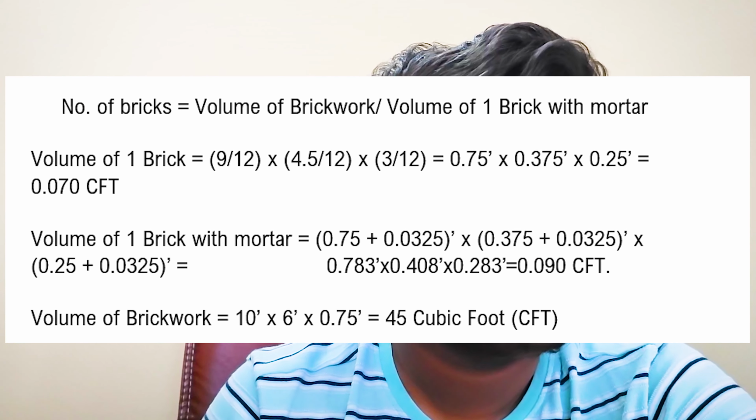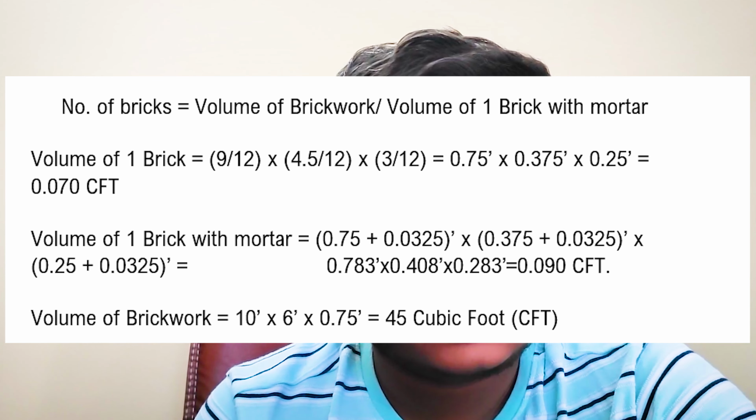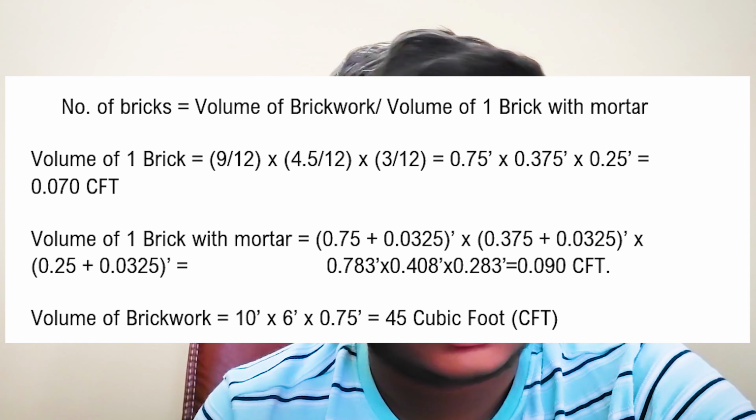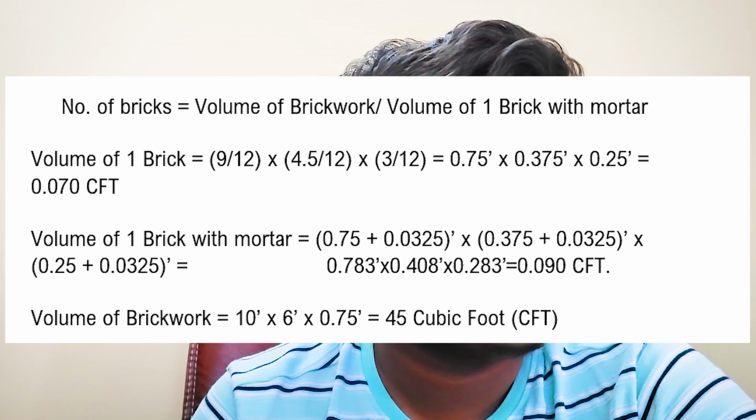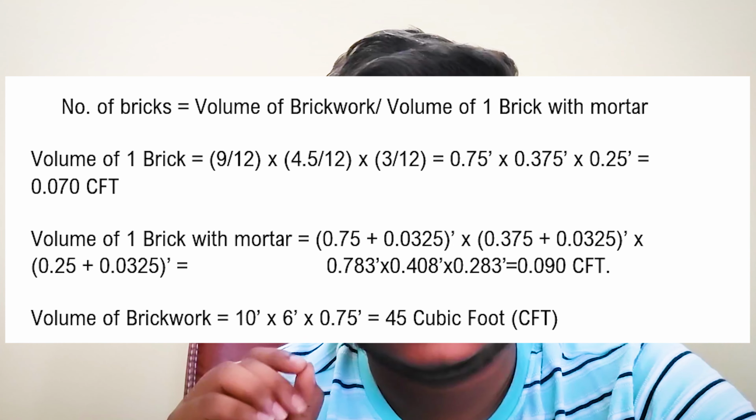Next, volume of one brick with mortar. We have to add thickness of the mortar here. So what is the thickness of the mortar? In feet, we have already specified 0.0325. We have to add this to the dimensions of the brick in feet. So we'll get 0.783 feet by 0.408 feet by 0.283 feet. After multiplication, we'll get 0.090 cubic feet. So now we have the volume of one brick with mortar.